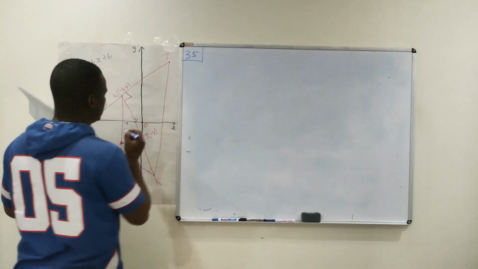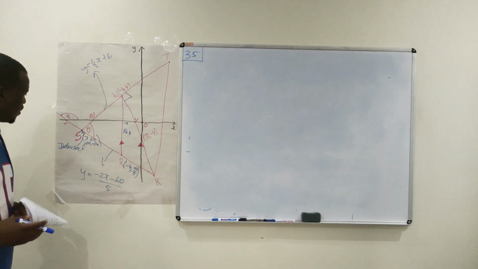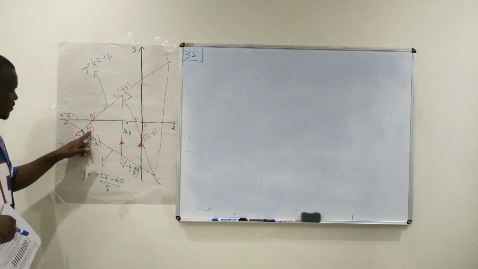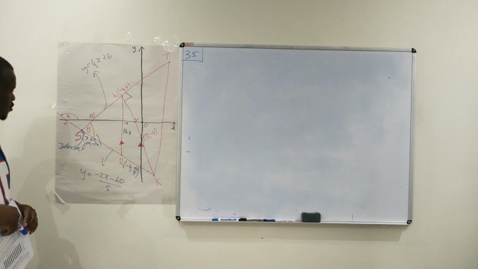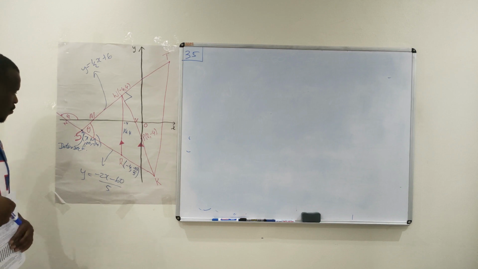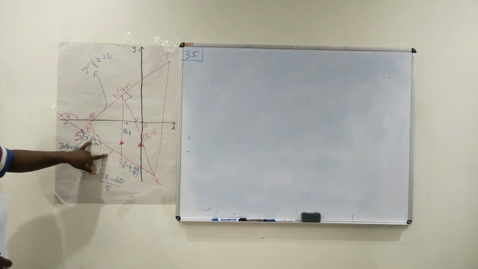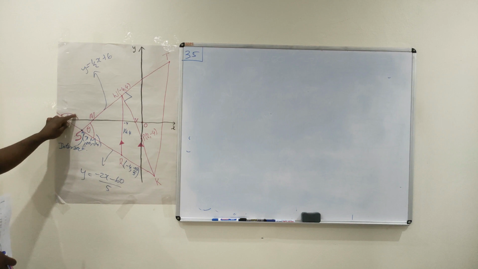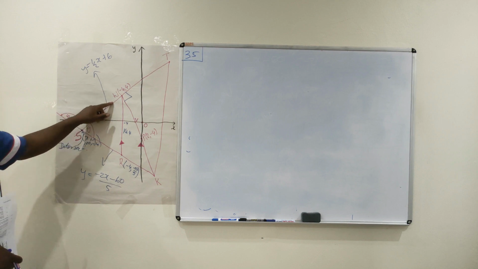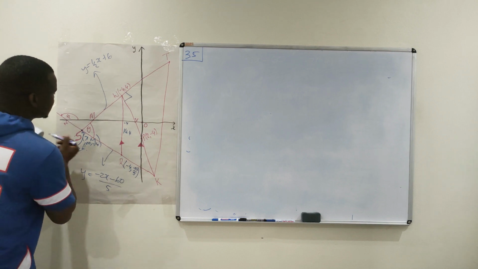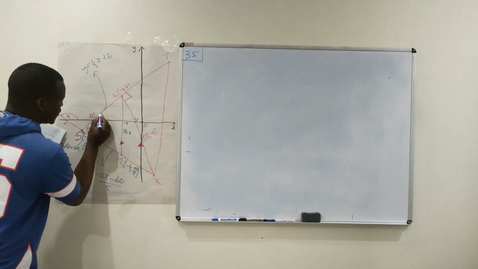3.5. They want the value of theta. They want the value of this guy here, right? So, what I know is the gradient of this line here. So I can find this angle of inclination here, right? And I know the gradient of this line, which means I can find this angle of inclination here.